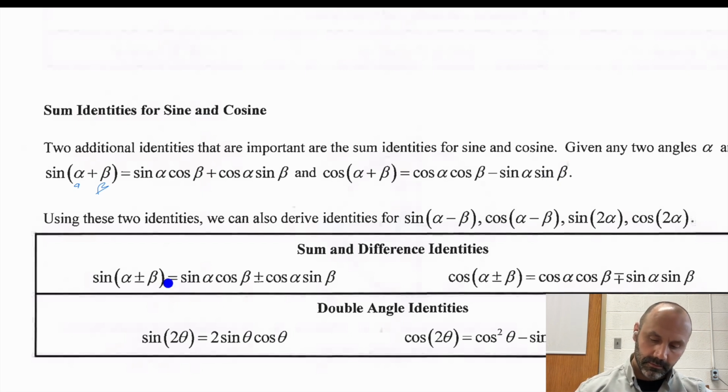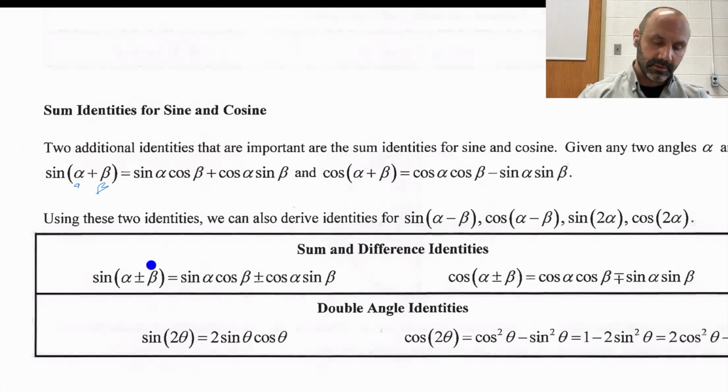Okay, and so here they are, those two, but then you can also switch the plus and the minus, and then that determines where the pluses and the minuses are in the expression as well. But also the double angle. So what if alpha and beta are the same? What if alpha and beta are both equal to theta? In that case, you get the double angle identities, right?